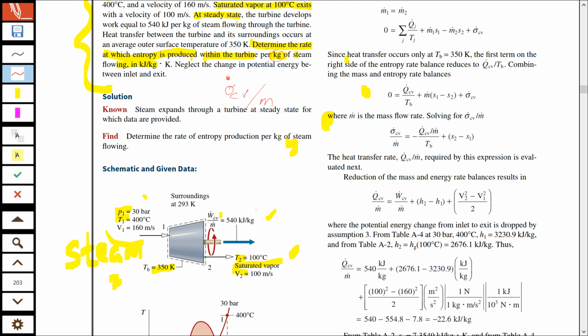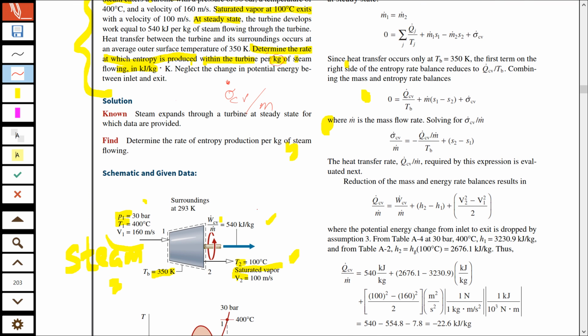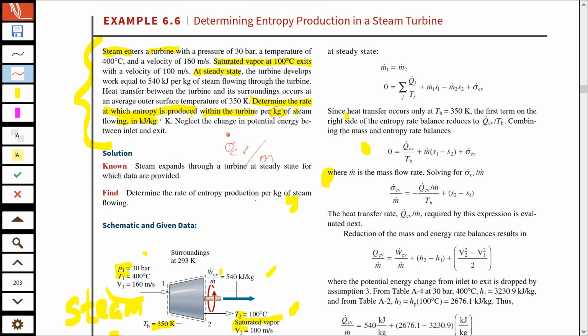So it also means that mass must be given here. I'm just wondering if m dot will help you, because sigma dot divided by m dot cannot give you the rate at which entropy is produced.